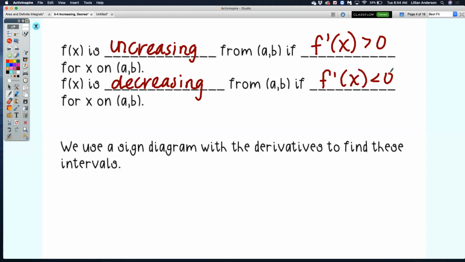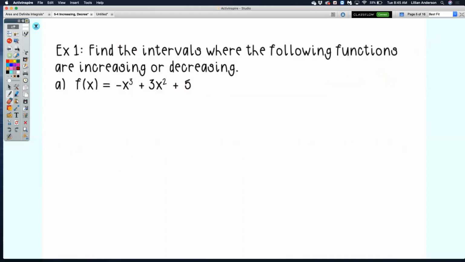So if the slope is positive, that means it's going up. That means the graph is going to be increasing. But if the first derivative, if the gradient of the tangent line is less than 0, that means it's negative. So that means the graph is going down. That's the association with it. And we use a sign diagram with the derivatives to find these different intervals. And so we're about to do that now.